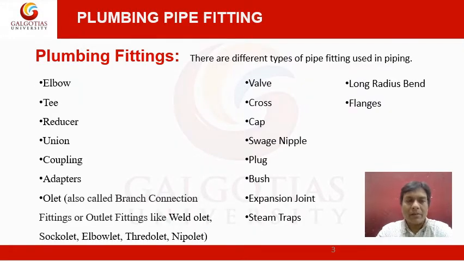Here on the screen we can see some names of plumbing fittings like elbow, T, reducer, union, coupling, adapters, outlets, valve, cross, cap, swage nipple, plug, bush, expansion joint, steam trap, long radius bend, flanges. We will discuss them in detail with photographs in upcoming slides.